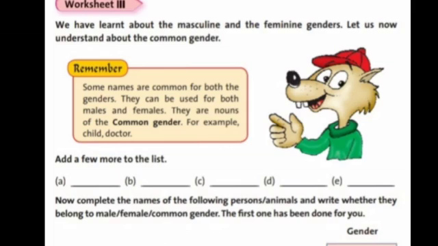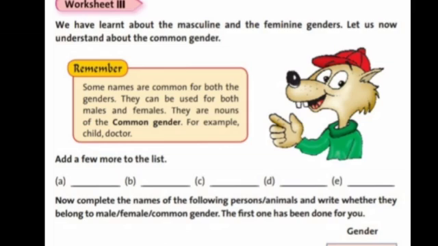So students, common gender is used for both males and females. They are nouns of the common gender. For example, child. A child can be used for both girl and boy. Doctor. Doctor can be used for both female doctor and male doctor.